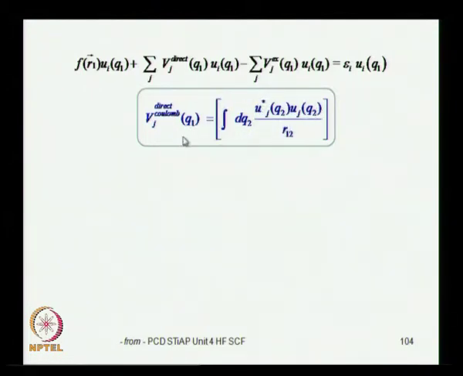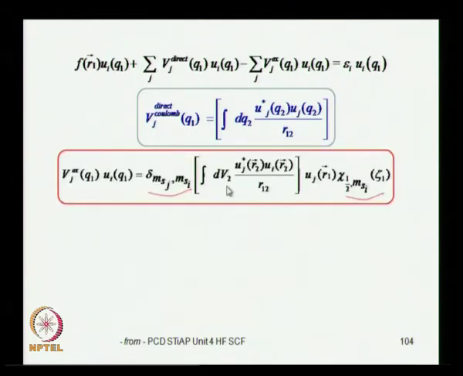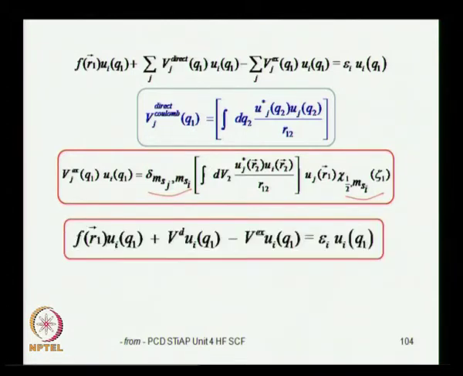So the direct potential depends only on the coordinate q1, but the exchange potential is a global potential, because here if you integrate over 2, you have to keep track of the fact that this is u_i and this is u_j. So you really need to solve this equation for all the n electrons. So this is a global potential, it is not a local potential. And the Hartree-Fock potential is a sum of these two terms, the direct potential and the exchange potential.